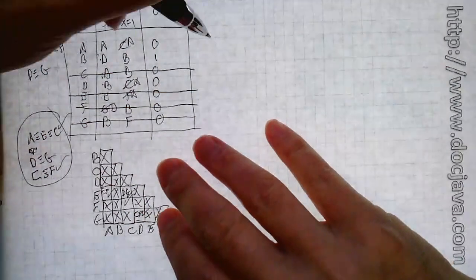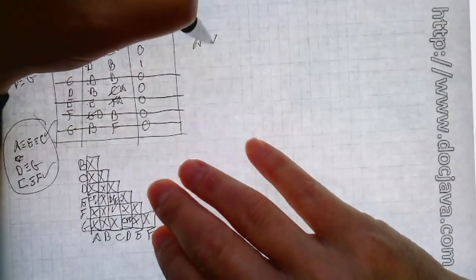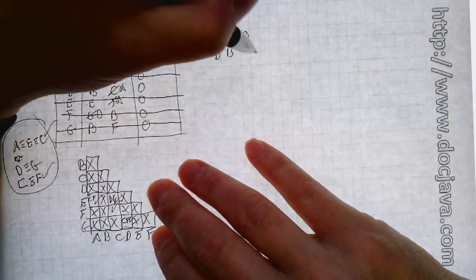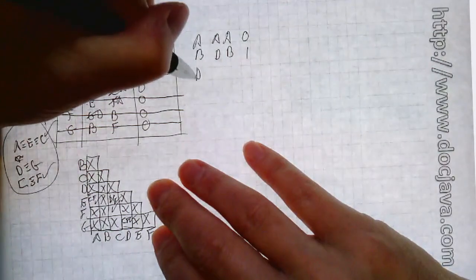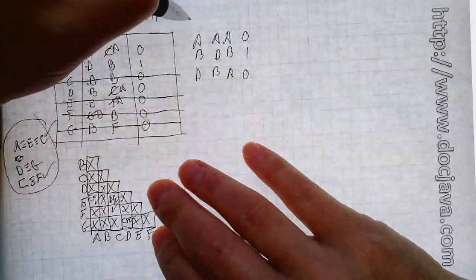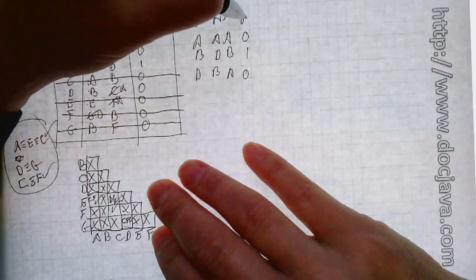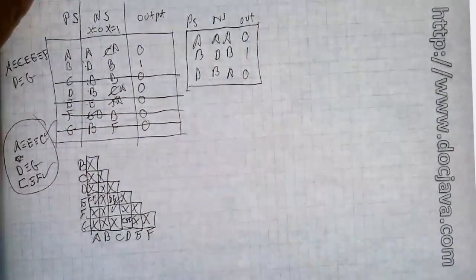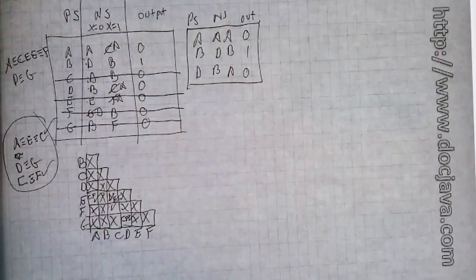And now my reduced table is A, 0, B, D, B, 1, and D, B, A, 0. And that's the present state, the next state, and the output. So that's got A and B, A, B, D in it. And that is not available to us in any of these sample outputs, and so none of the above is the correct answer.